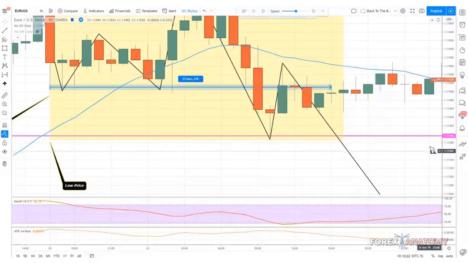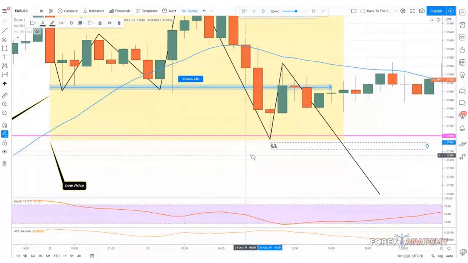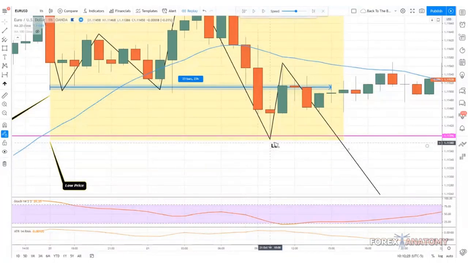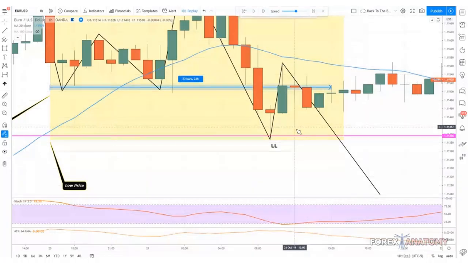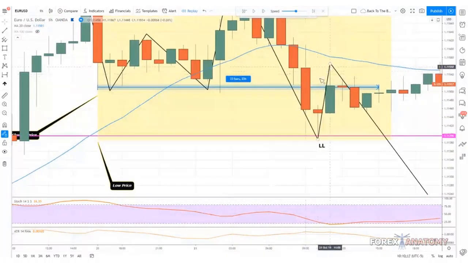Okay, we saw price create this lower low, and then when we saw that price created a lower low, all we wanted to see was a lower high before we consider selling. So then, what did price do? It went up and tested this structure area right here, and this is where we saw our lower high.